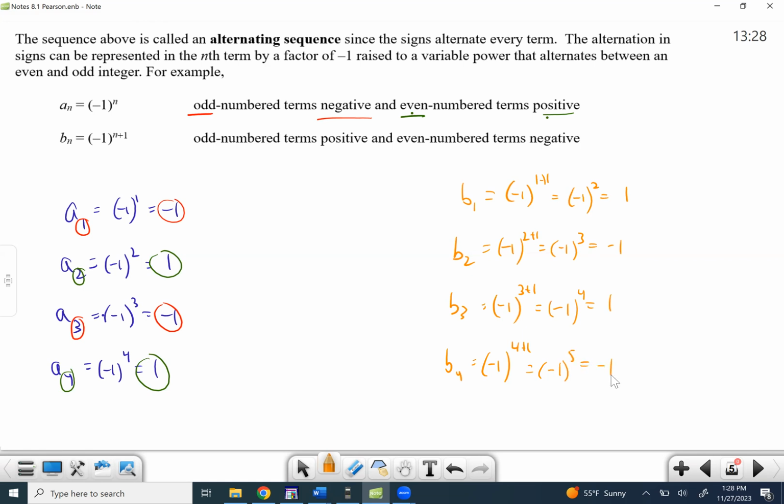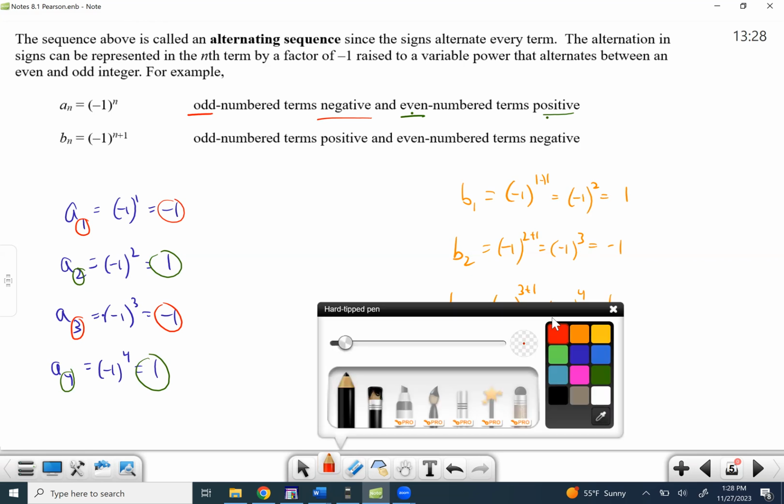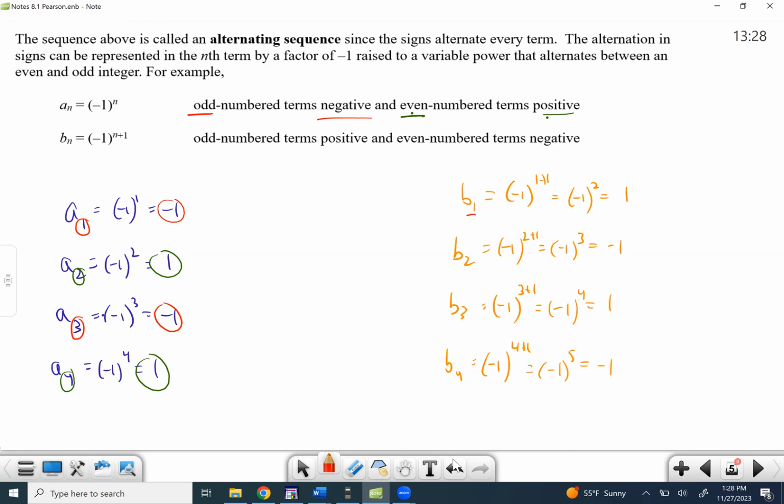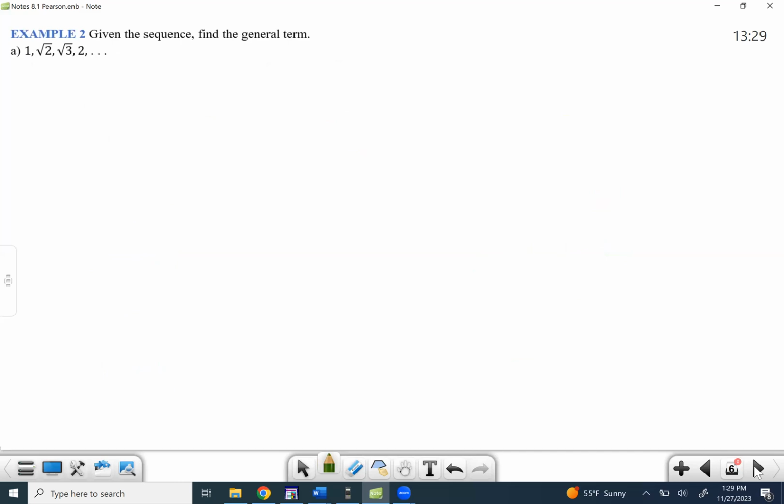So what this does is it changes. Now the odds become positive, and the evens become negative. Okay. Sorry, I forgot to do the odd one for this one. Okay, so depending on whether you want the even ones to be positive or negative, or the odd ones to be positive or negative, you'll use an n or an n+1 as your exponents. And we'll revisit that later.